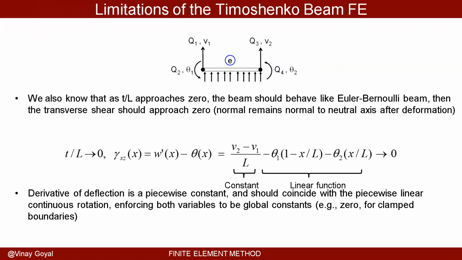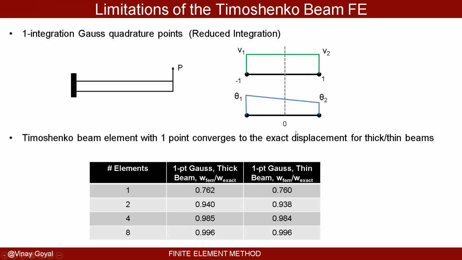Here, you can see that this is constant and this is a linear function in the shear calculation. But now that I'm sampling only at 1 point at zero, I can do that. I can get there. And you can see here how the 1-point Gauss thin beam does really well when I go to 8 elements. Actually, after 2 elements, even 1 element gives me almost the same answer. So for 1-point Gauss thick beam, 1-point Gauss thin beam, really nice. I can get there.